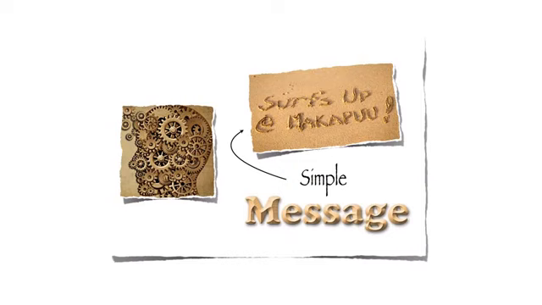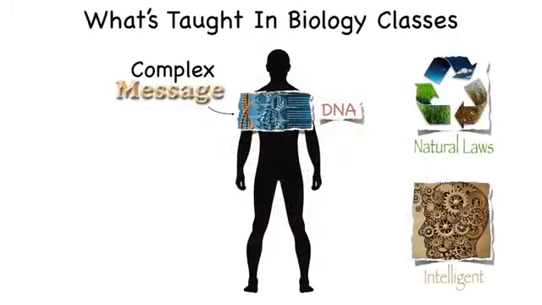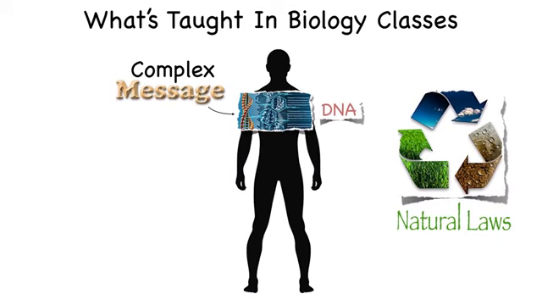Now, what would you think if you heard a biology teacher in high school or college teach his or her students that a very simple message like "Surf's up at Makapu" was the result of natural laws at work? You'd think they were kidding. That message clearly has an intelligent cause. Yet what's being taught in many high schools and colleges today is that complex messages, far more complex than "Surf's up at Makapu," are being found inside DNA within the cells of living things. And according to many biology teachers, they are not the result of intelligence. Instead, they are the result of natural laws.